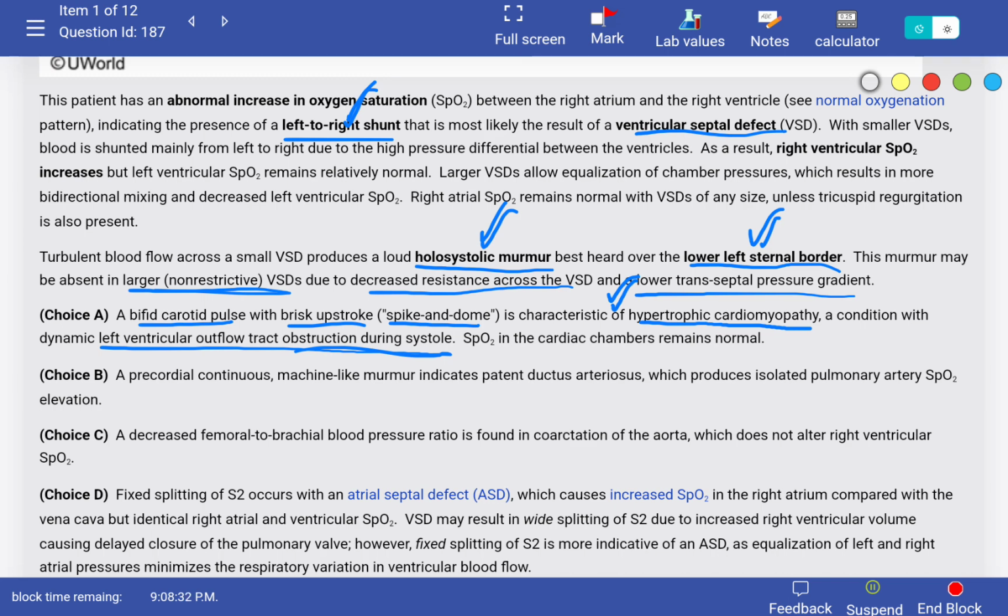Why not option B? Precordial continuous machine-like murmur. That is the characteristic of PDA. Point to be noted: PDA, machine-like murmur, which is a continuous type of murmur, which produces isolated pulmonary artery percent saturation elevation. Why not option C? A decreased femoral to brachial blood pressure ratio is found in coarctation of aorta, right? This is important. Which doesn't alter right ventricular percent saturation, right?